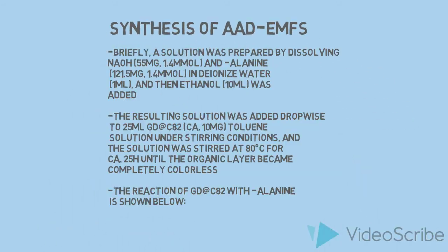The synthesis of AAD EMF. First, briefly, a solution was prepared by dissolving sodium hydroxide and beta-alanine in deionized water, then ethanol was added. Next, the resulting solution was added dropwise to 25 ml gadolinium metallofullerene in toluene solution under stirring conditions, and the solution was stirred at 80 degrees C for 25 hours until the organic layer became completely colorless.